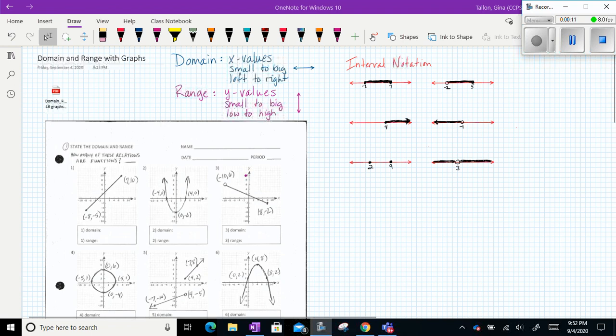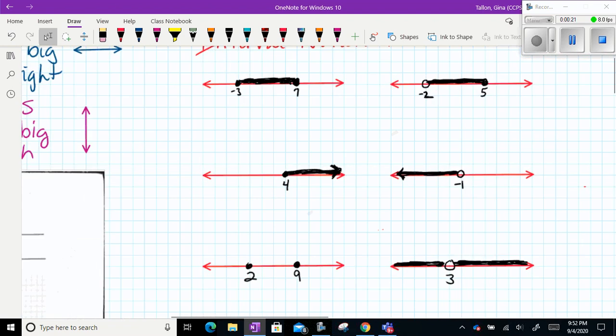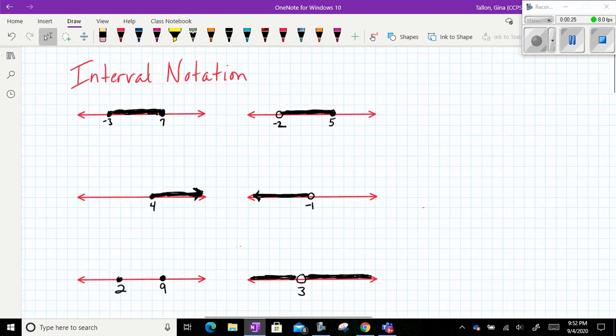Before we get into actually determining the domain and range, I just want to jump into a little bit of notation so that we understand how to write our answers. Just to clarify, if I were to ask you to give me the interval notation for this first graph, okay?